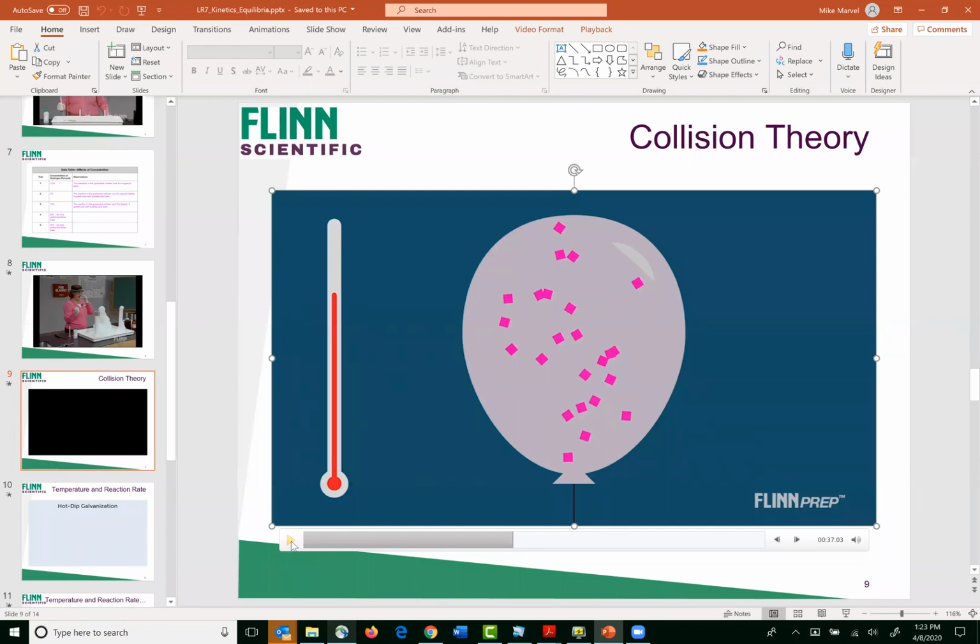So the two things we're looking at in this experiment are temperature and concentration. Now, we just saw that as concentration increases, reaction rate increases. And reaction rate increases with concentration because the number of collisions increases, okay? So you can go back and watch this video now.